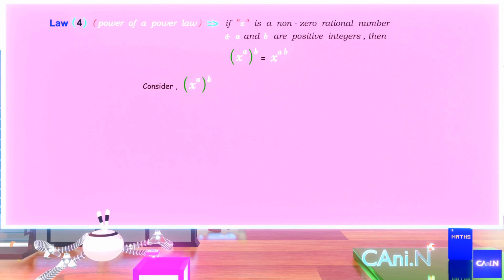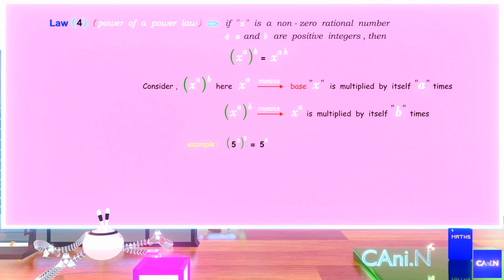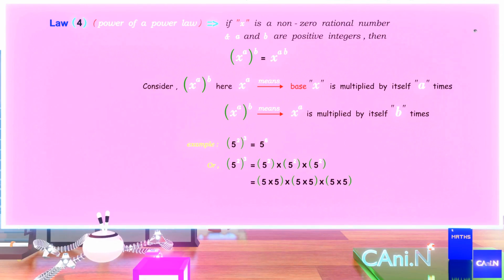Consider x raised to the power a is raised to another power b. Here, x raised to the power a means base x is multiplied by itself a times. X raised to the power a is raised to another power b means x raised to the power a is multiplied by itself b times. Example, 5 raised to the power 2 is raised to another power 3 is same as 5 raised to the power 6. Now to have this conclusion, we simplify 5 raised to the power 2 is raised to another power 3 equals 5 raised to the power 2 into 5 raised to the power 2 into 5 raised to the power 2. We have 5 multiplying by itself 6 times.